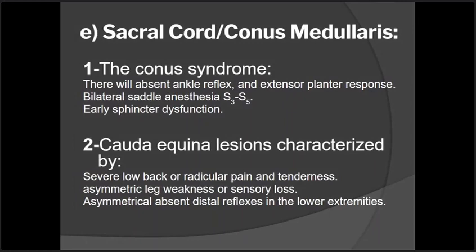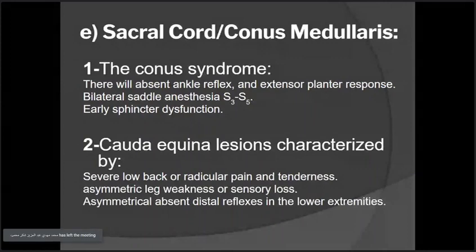What about sacral, conus medullaris syndrome and cauda equina? Sacral cord, conus medullaris, the caudal part of the spinal cord, should be differentiated from cauda equina. As I mentioned, for two reasons. First, because sometimes both of them appear together, and sometimes because it's nearby, it should be differentiated if it presents by itself.